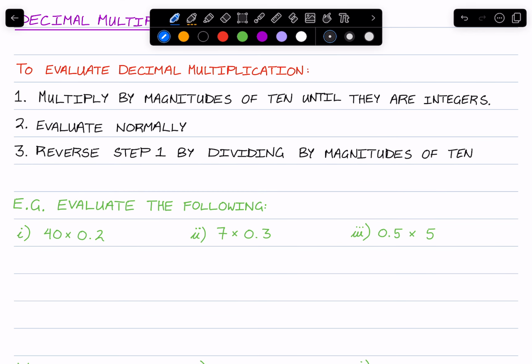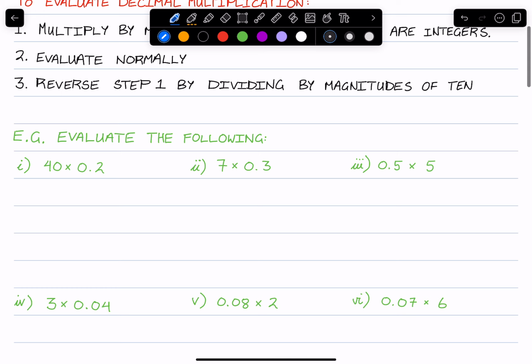So to evaluate decimal multiplication, it's just 3 simple steps. Step 1 is we multiply by magnitudes of 10 until all the numbers are integers. Step 2, we evaluate the multiplication as we normally would. And step 3 is we divide by the magnitudes of 10 so that we can reverse step 1. Now, as always, let's do some examples to really demonstrate this.